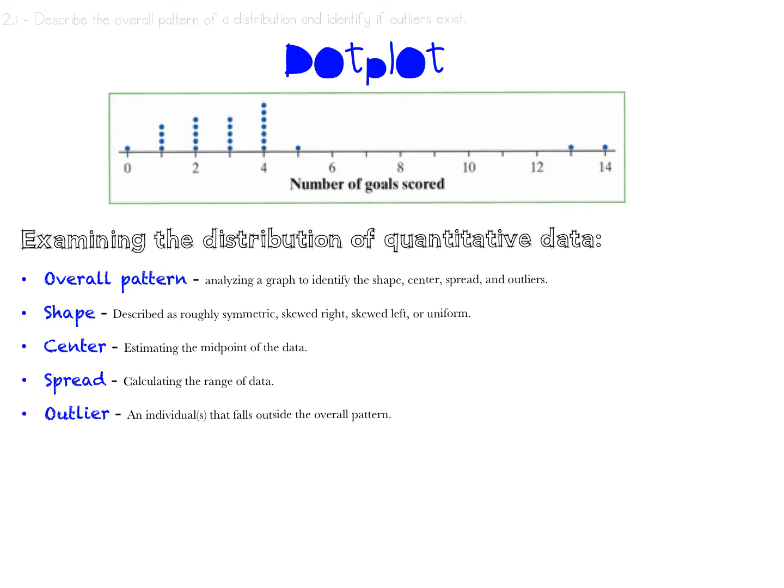Alright, so when we describe the overall pattern, we are looking for 4 things right now. So we're looking for the shape, which is described as roughly symmetric, skewed right, skewed left, or uniform. So we're going to use one of those 4 descriptions. The center is basically estimating, and we're going to talk later about a more specific way to calculate the midpoint. But right now we're just estimating, so we're looking at it and we're kind of guessing. The spread, which is simply the range of the data, and then outliers. Do any individuals fall outside of that overall pattern?